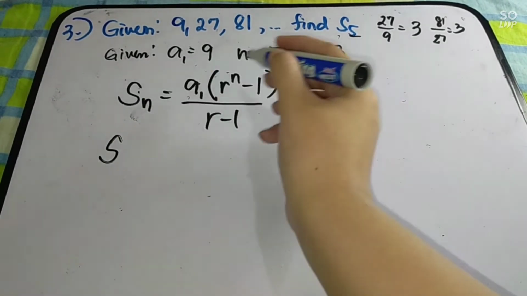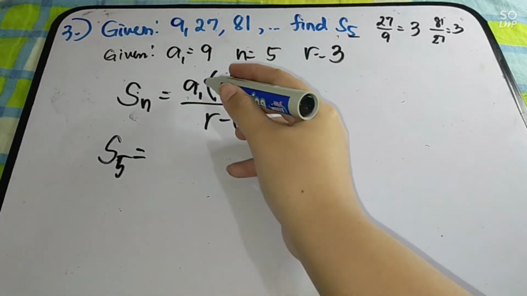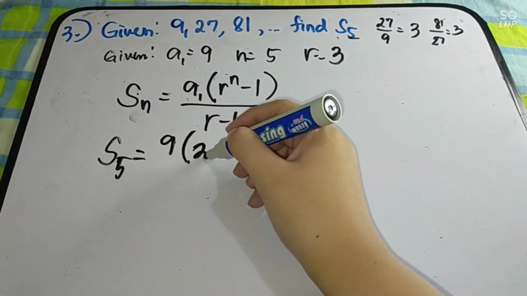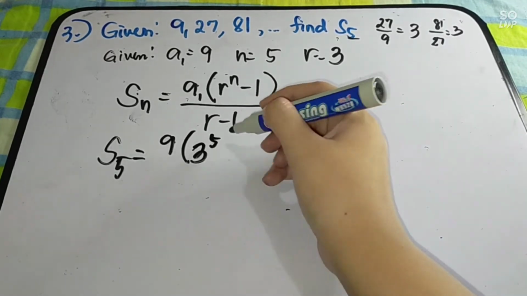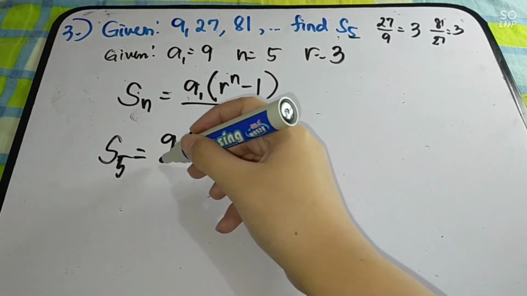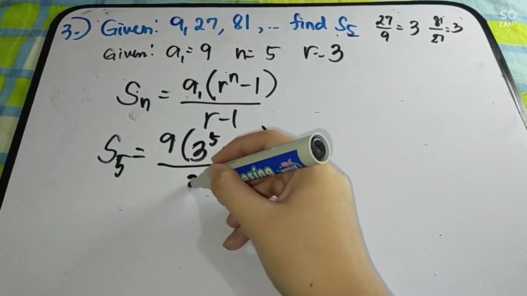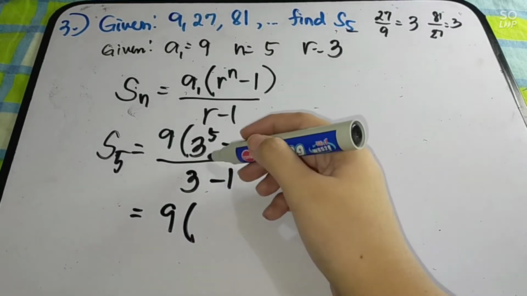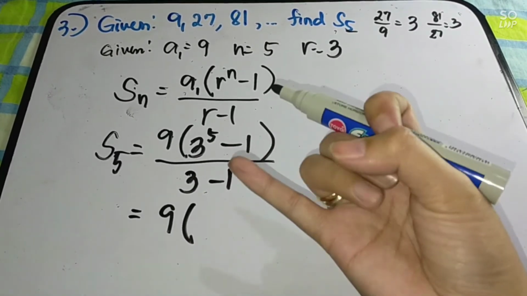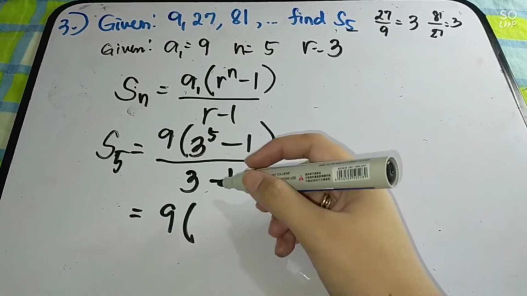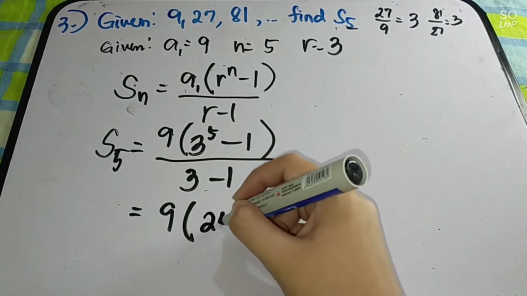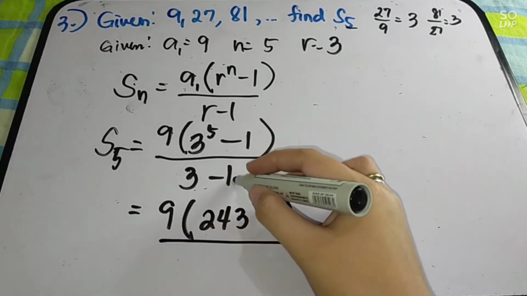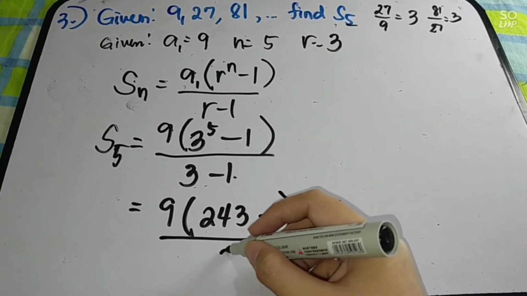So, we have here S sub, ang n natin is 5, is equal to, your first term, we have here 9, times, ang R mo, we have here 3, raised to 5, minus 1. Ayan yan ha. Over, ang R mo ulit is 3, minus 1. Then, it is equal to 9 times, simplify mo, 3 raised to 5, meaning 3 times 3 times 3 times 3 times 3, 5 beses na 3. So, that is 243. Then, minus 1. Over 3 minus 1 here, that is 2.